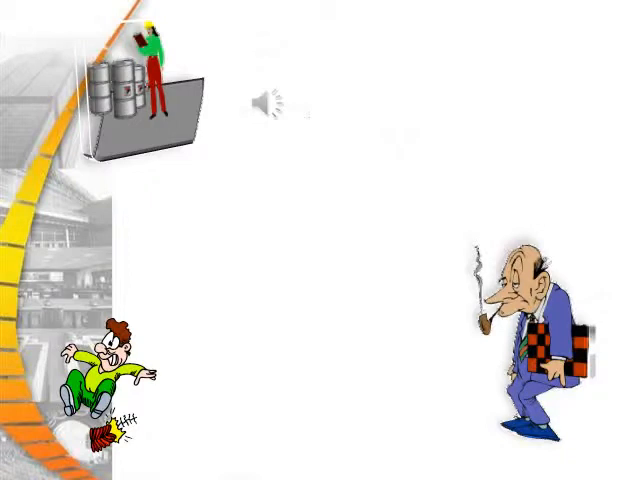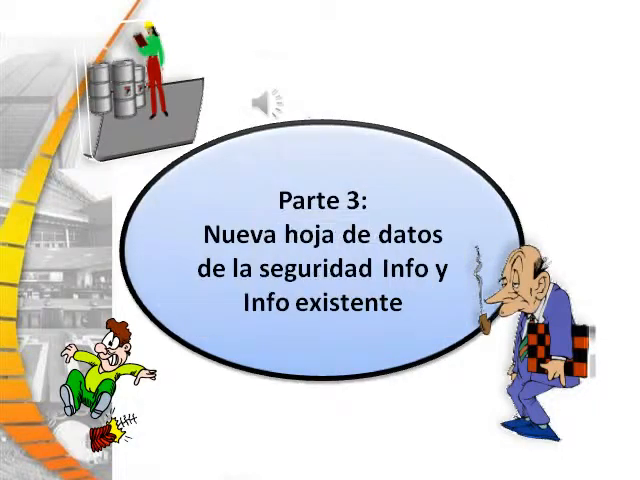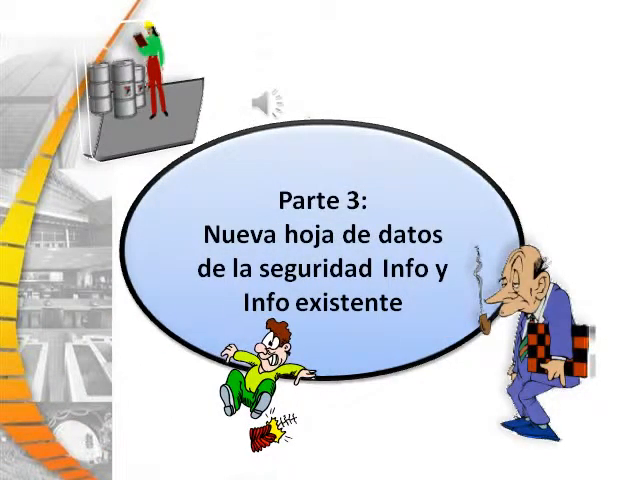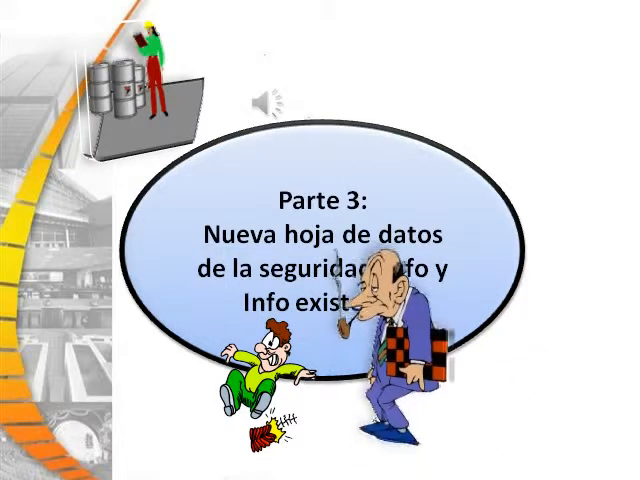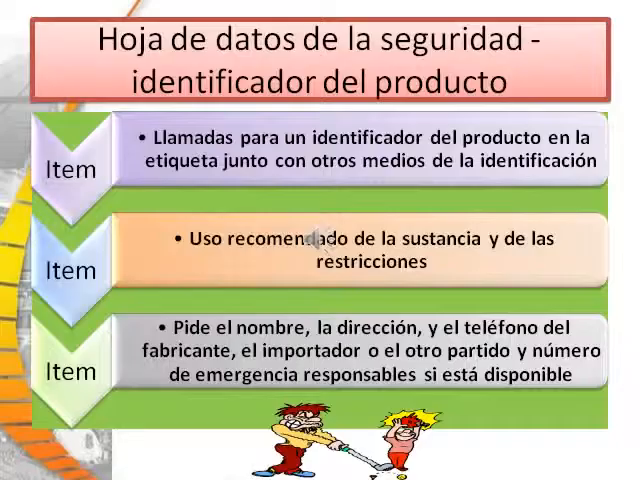Part 3, the new safety data sheet info and existing information. The safety data sheet product identifier. This calls for a product identifier in the label along with other means of identification. It is recommended for the use of substance and restrictions. It calls for the name, address, telephone number of the manufacturer, importer, or other responsible party, as well as an emergency number if it's available.